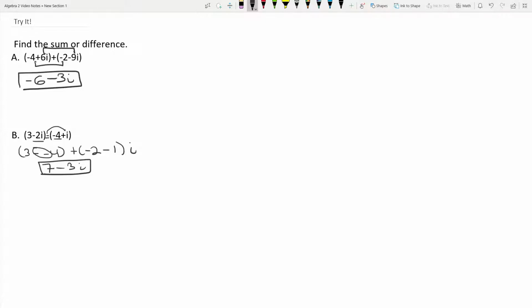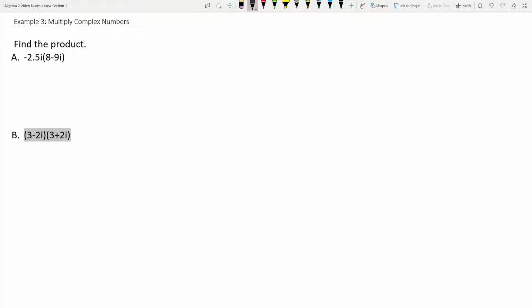All right, so adding and subtracting is very similar to with real numbers. Now let's look at the next operation. So we're going to look at the product, multiplying complex numbers. How do we do that? Again, the same deal as with real numbers, with one minor exception. i squared can be replaced with negative 1. So this is what you're going to be wanting to look at a lot. If you ever have i squared, replace it with negative 1.